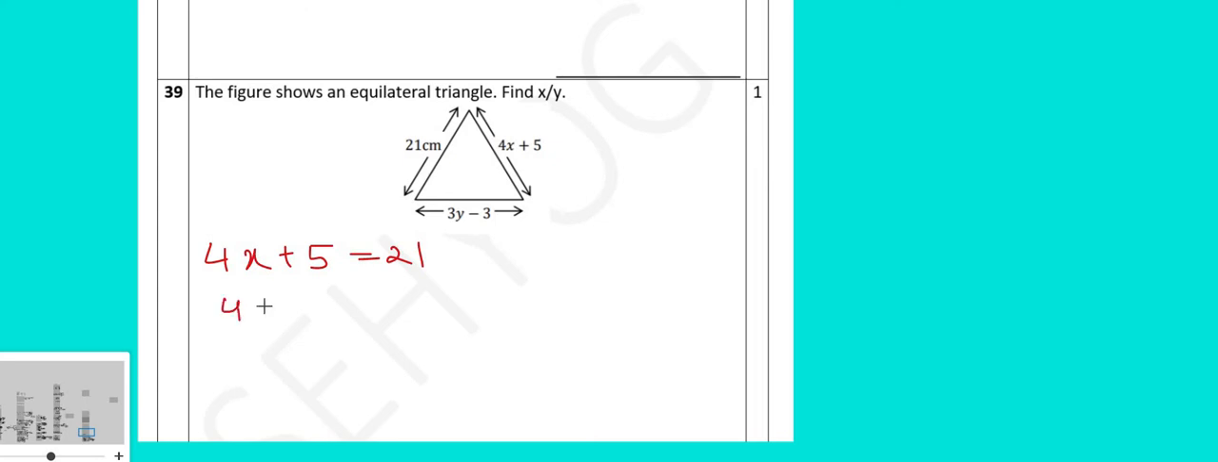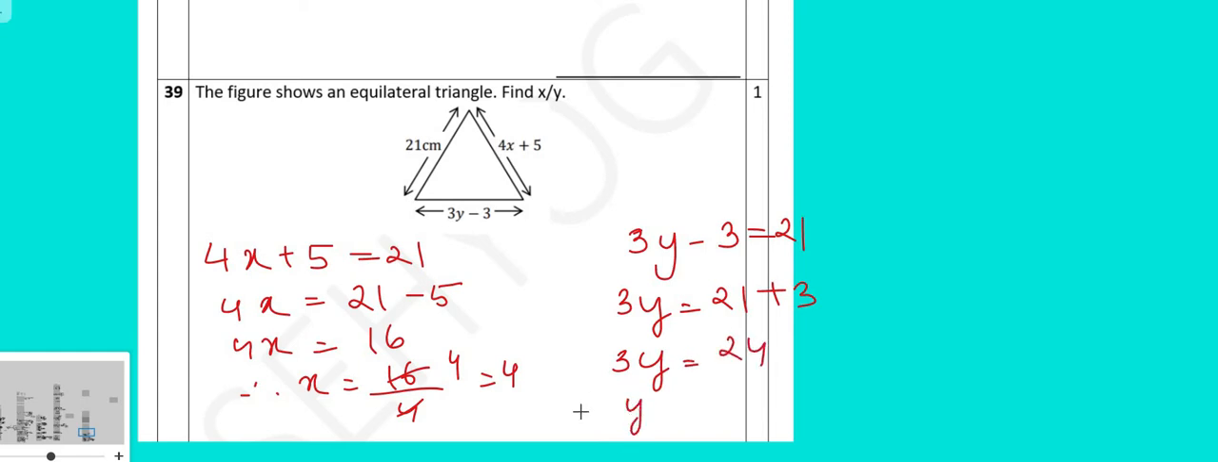Now 4x is equal to 21 minus 5, which is 4x is equal to 16. Therefore x is equal to 16 by 4, which is 4. So now we get 4, and then now we solve the second equation, that is 3y minus 3 is equal to 21. Now 3y is equal to 21 plus 3. 3y is equal to 24. Therefore y is equal to 24 divided by 3. If we cancel this off, we get 8.